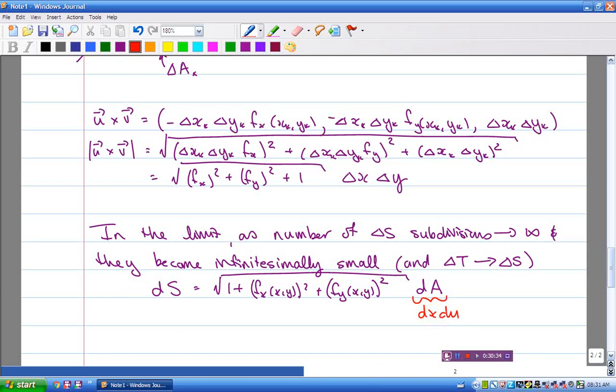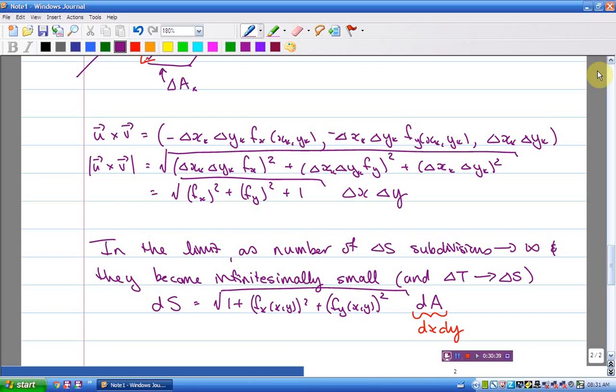Do you not need an integral sign? I'm not integrating anything yet. I could put an integral sign, sure, and then I'd put one on each side. In fact, I'd have to put two on each side. I'm simply showing how you turn your ds into dA. Question?